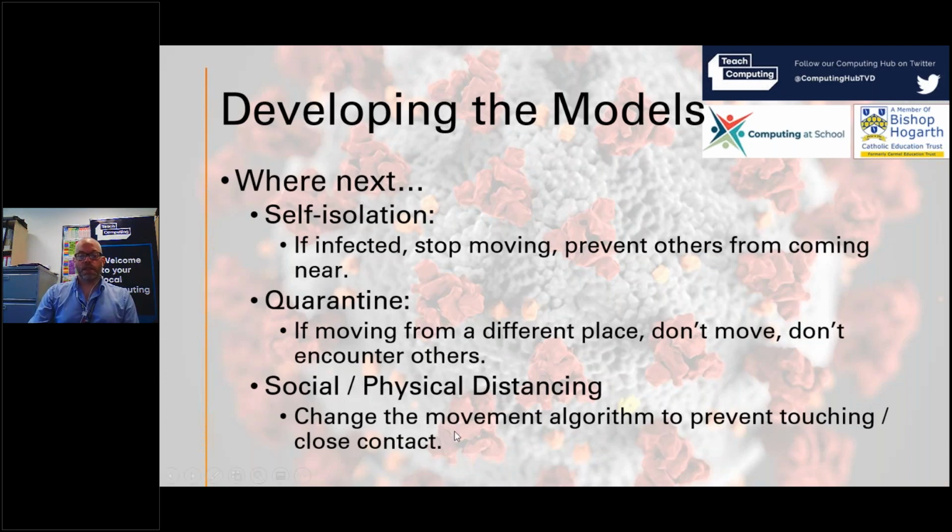Social and physical distancing. I wasn't sure how to do this one. Change the movement algorithm to prevent touching or close contact. So there would have to be some sort of way of identifying how close one sprite was to another sprite. If there is an X value on that sprite and a Y value on that sprite, then it's possible that you could compare that sprite to the other sprites that are around and don't go close, maybe.